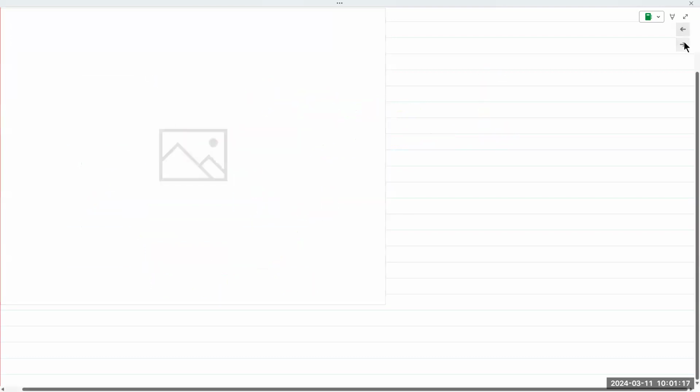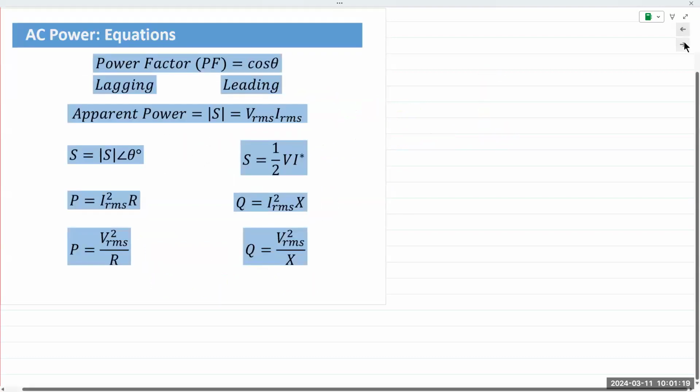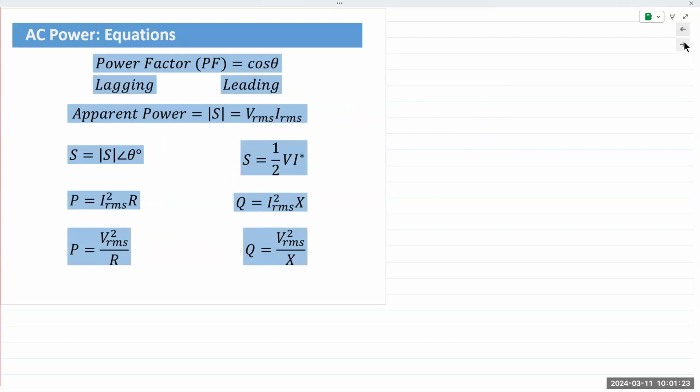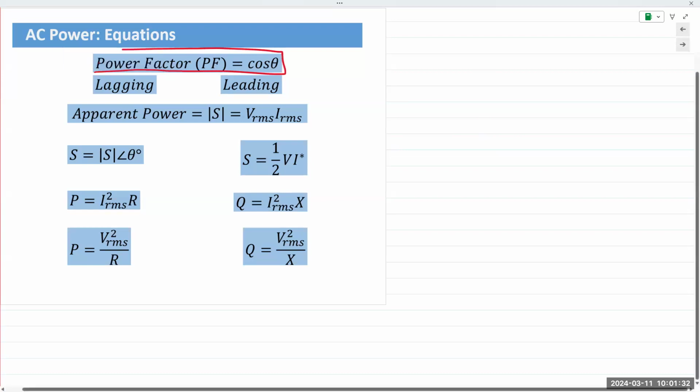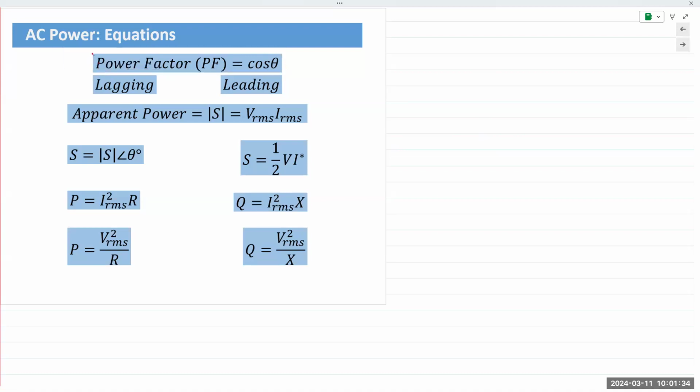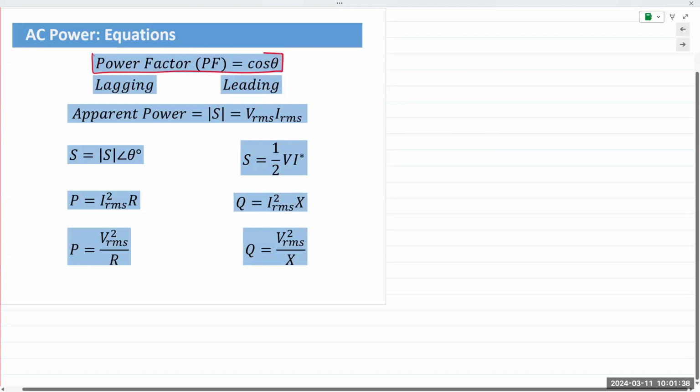And the cosine of the power angle is known as the power factor. This power factor is the most important quantity for a reactive load. Okay.